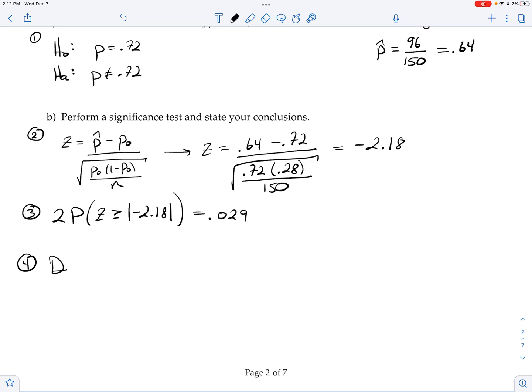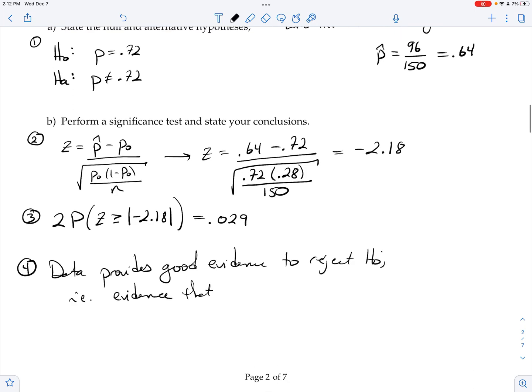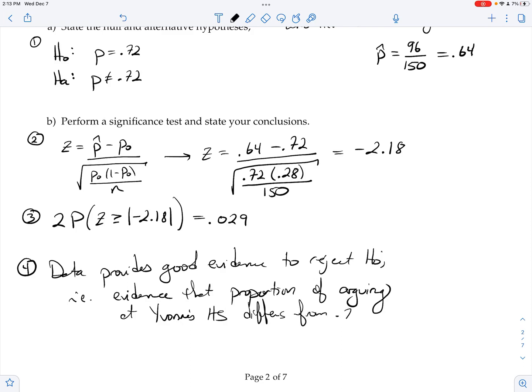Then step 4, we're going to draw conclusions. So we could say that the data provides good evidence to reject the null hypothesis, i.e., evidence that the proportion of bullying, or no, I'm sorry, not bullying, I'm mixing problems. The proportion of arguing at Yanni's high school differs from 0.72. I didn't write it exactly the same as we did at the beginning, but it works.